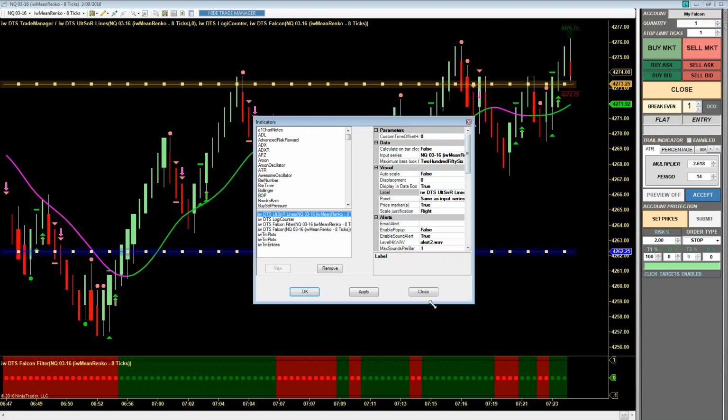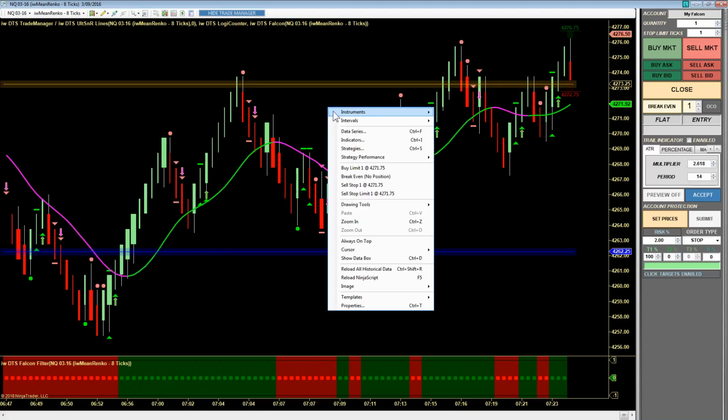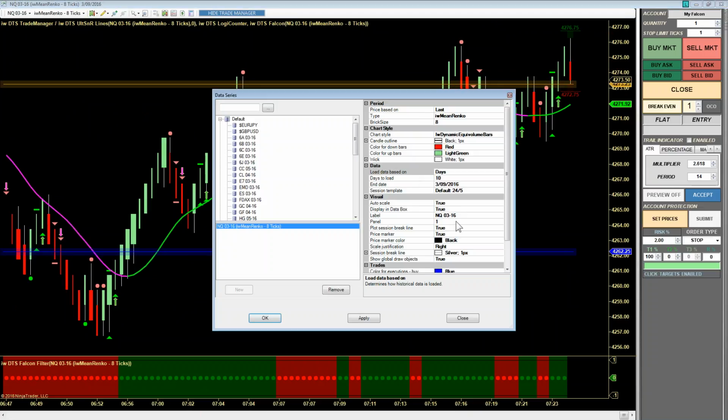And make sure that your data is set on, mine is set on default 24/5. I think we found out that that made a little bit of a difference. Your session template in your data series.